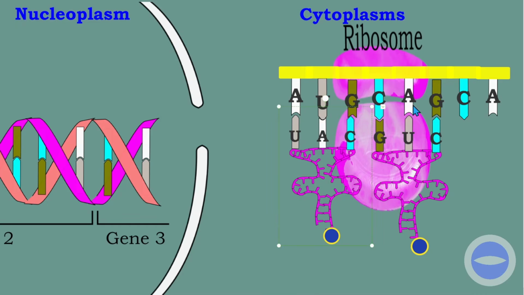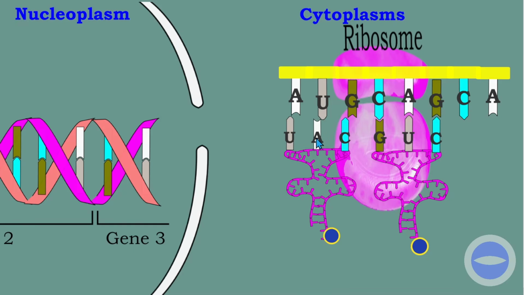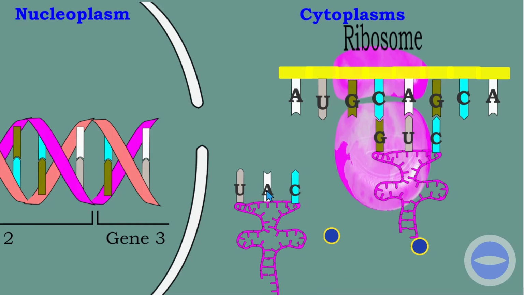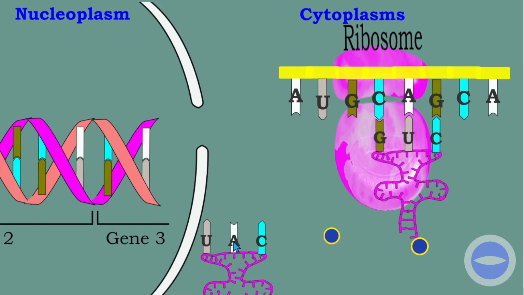Then this tRNA will leave and move and leave this amino acid here, to look for another amino acid. And this amino acid, this one, will bond with this one. What happened is this one, let me ungroup here, then they will bond. Like there's going to be a bond in between.